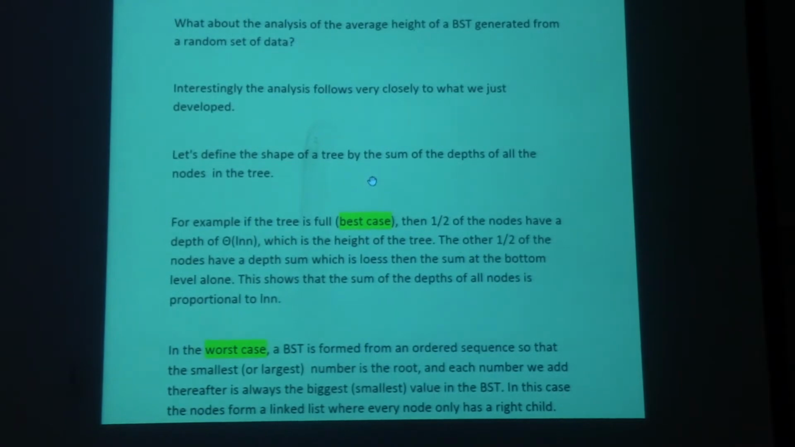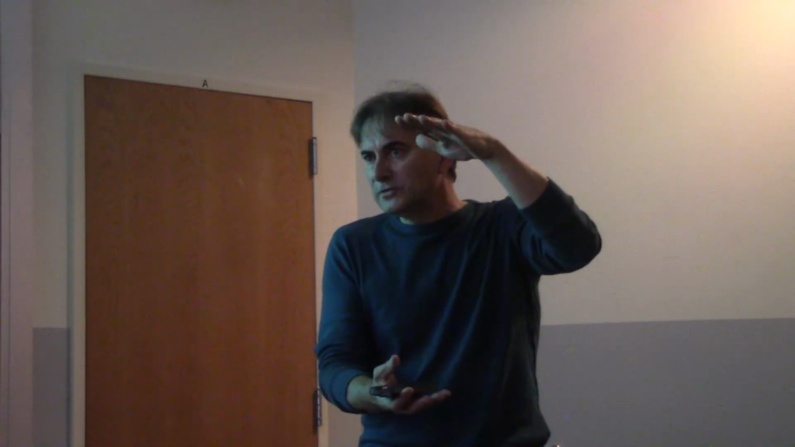What do we expect for the average shape? Specifically, we're less interested in the shape of the tree. We're more interested in what? Height of the tree. Why is height more important? Because if the height is close to log n, that means it's close to the best. And if it's closer to n, it's close to the worst.